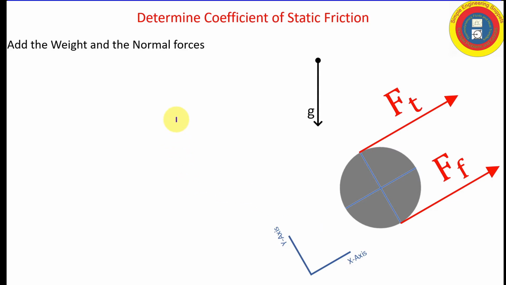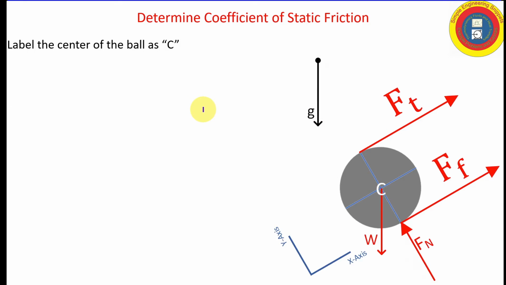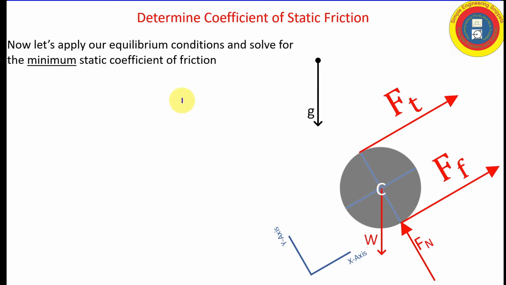And now let's go ahead and add the weight force and the normal force. The normal force is always perpendicular to the contact surface, so it's going to be acting the way we defined our coordinate system in the positive y direction. And of course, the weight is going to be acting in line with gravity. Also, let's go ahead and identify the center of the ball as point C.